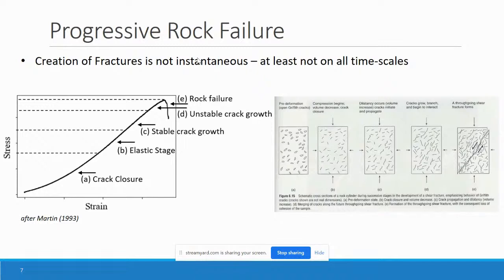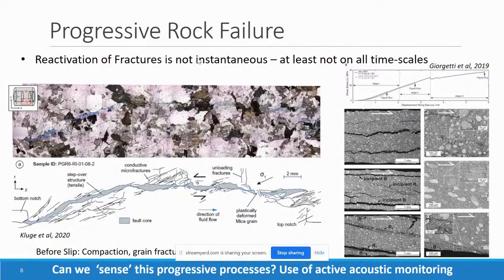That's for intact rocks where you create new fractures, but the same can be said for rocks that already have a fracture network or a fault network, and you reactivate them. There are also a lot of experimental studies that show that the reactivation process also is not instantaneous. There is a time-dependent behavior in there that leads at some point, with more and more stress buildup, to failure. So also there, if you reactivate existing fault networks or fracture networks, you might be able to follow them with your monitoring technique. And that is what we do. We try to sense those progressive processes that lead to failure, that lead to seismicity, with our active acoustic monitoring approach.